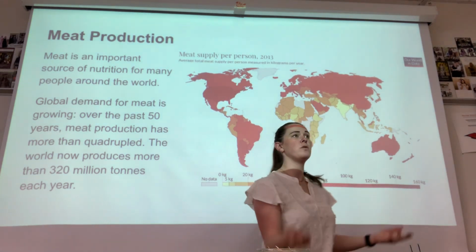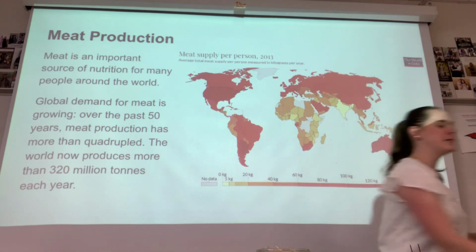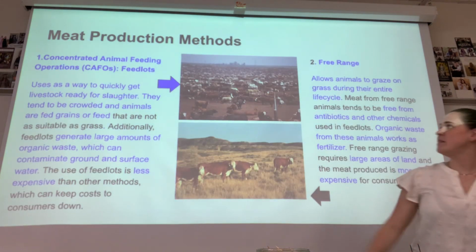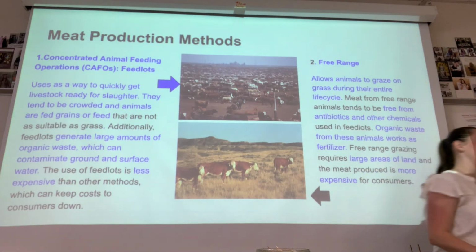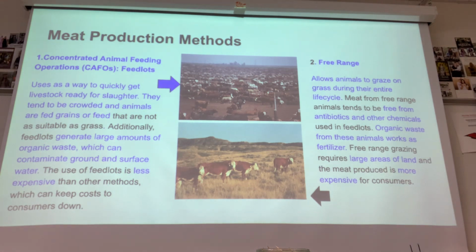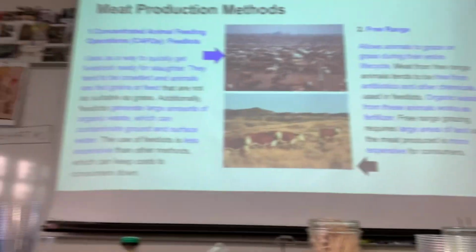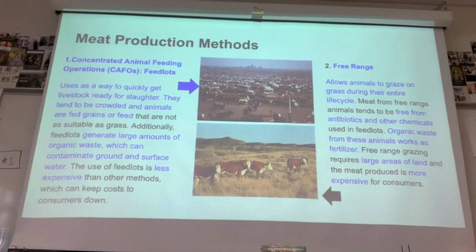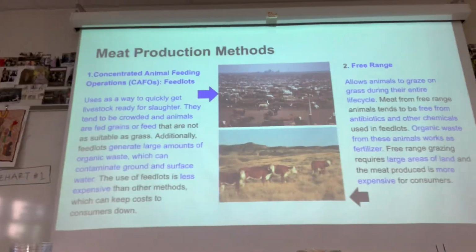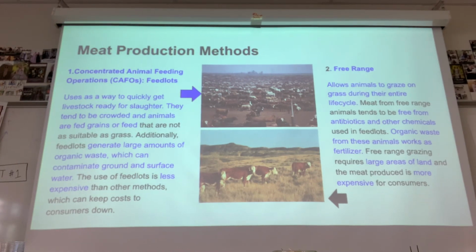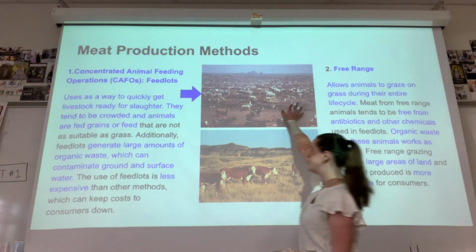But because it takes up so much land, it's not really sustainable. So if we look at the different ways that we produce meat, and this is in blue, I would like for you guys to talk about this, or write this down. We have feedlots, and we have high concentration lots. Concentrated animal feeding operations, or CAFOs, look like this.